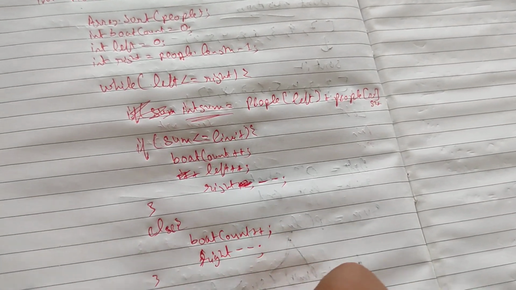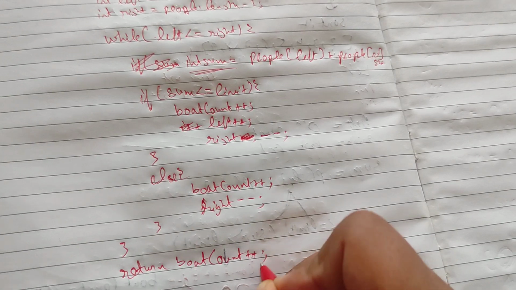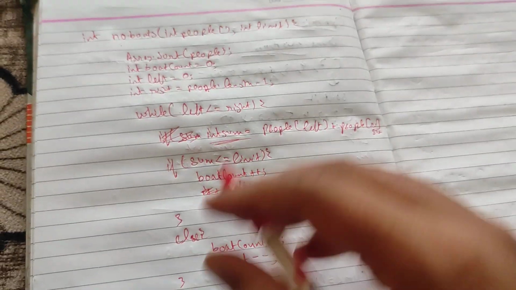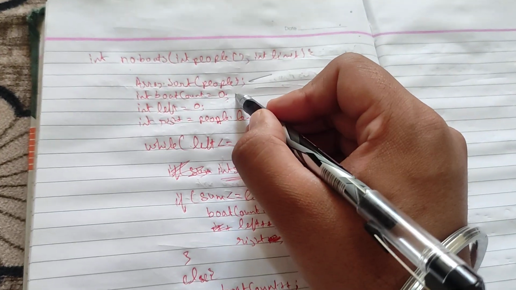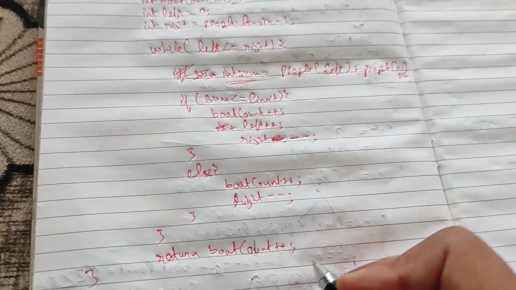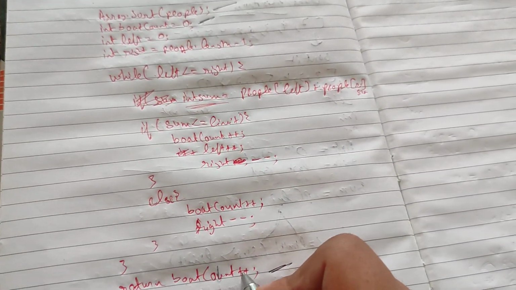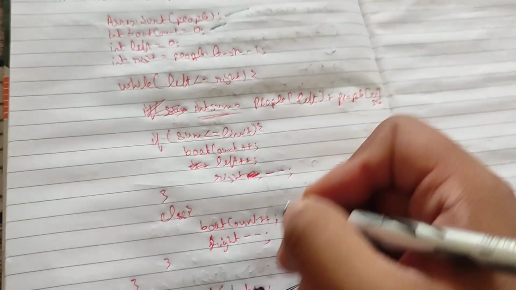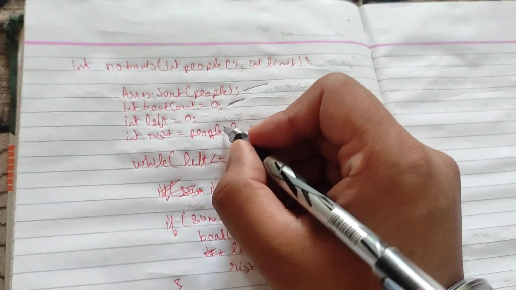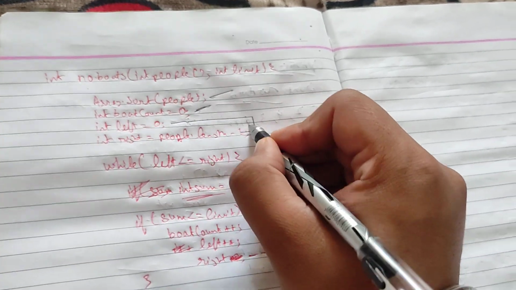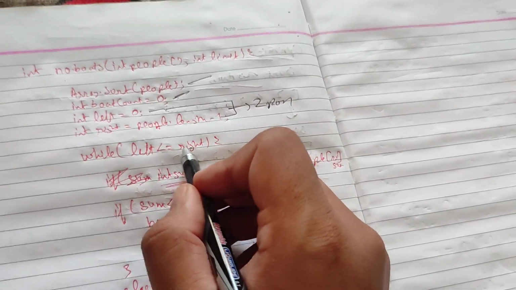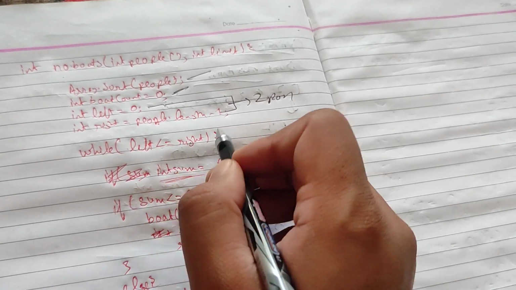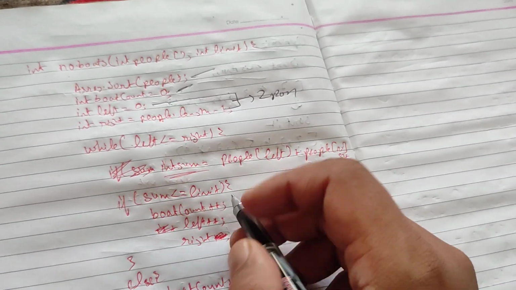So first of all, we sort our array, then we have a boat count which we are returning in the end. And I create my two pointers. Then I'm running a while loop till my left is less than or equal to right. Once they try to cross each other, I'm going to stop it.